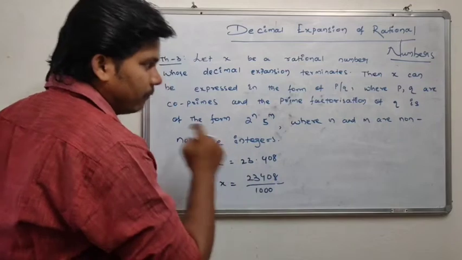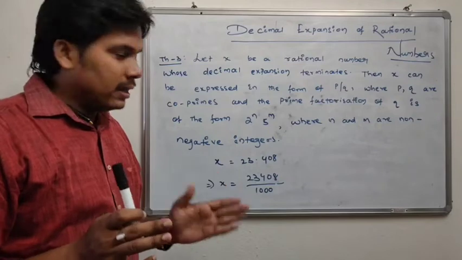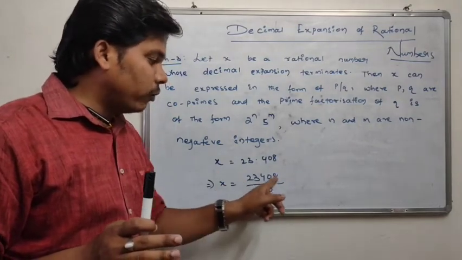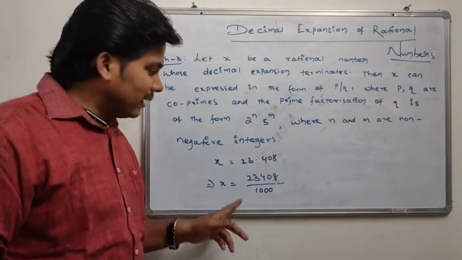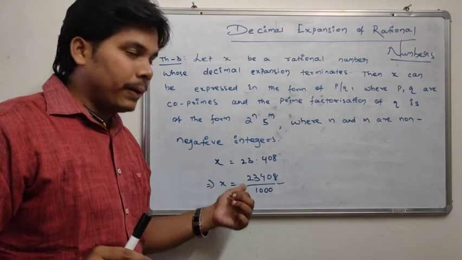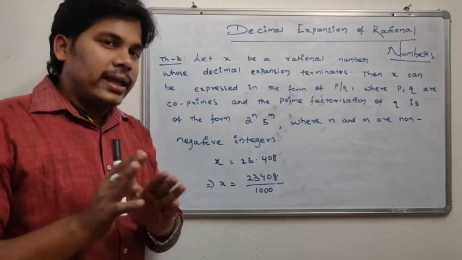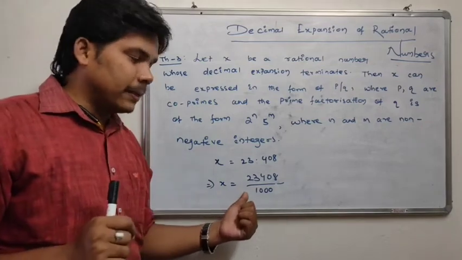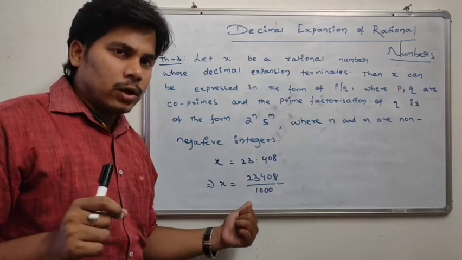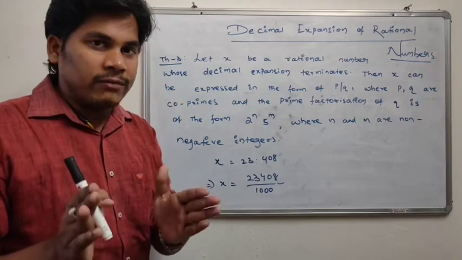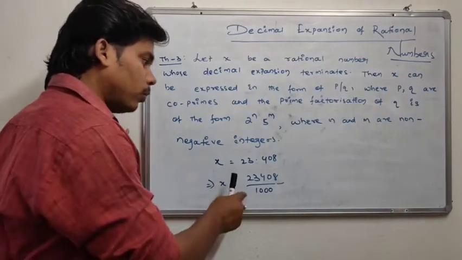Now I express this in the form p by q, where p and q are co-primes. What are co-primes here? 23,408 and 1000 should have only 1 as a common factor. But in the actual case, they are not co-prime. If we continuously divide, we get the reduced form of this fraction, that is p by q which are co-primes, meaning they have only one common factor, that is 1. There are no other common factors. But here some more common factors are there.